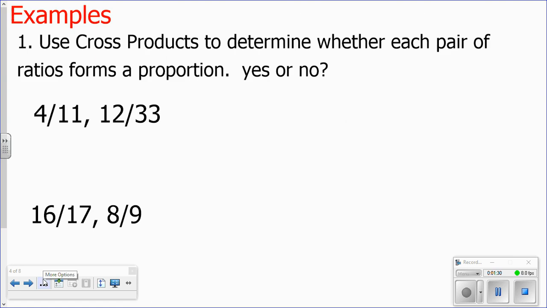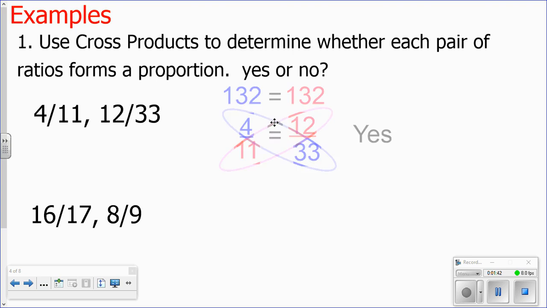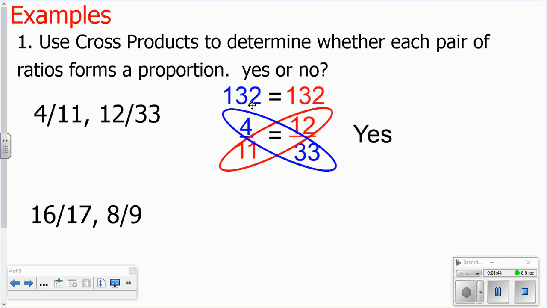So some examples. Use cross products to determine whether each pair of ratios form a proportion. Yes or no. So 4 elevenths equals 12 33rds. Let's find out. Set them up equal to each other. Cross multiply. 4 times 33 is 132, and 11 times 12 is 132. So yes, they are proportional.